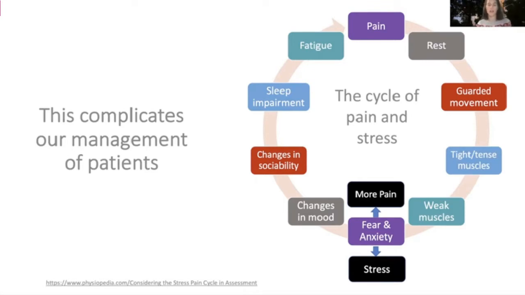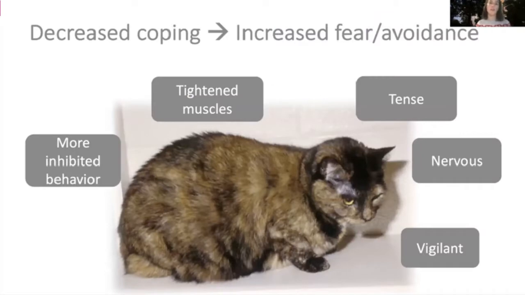So things are rated as more painful when animals are fearful, until obviously you get to a point where they're so fearful that they've kind of gone into that learned helplessness state. We'll see changes in mood, changes in sociability, sleep impairment, which then leads to fatigue, which then leads to more pain. So this cycle can become very difficult for us to manage, especially in the hospital. Because what we start to see in the hospital are these animals who have decreased coping. So they'll have increased fear and increased avoidance, and it makes it much more difficult for us to assess them.